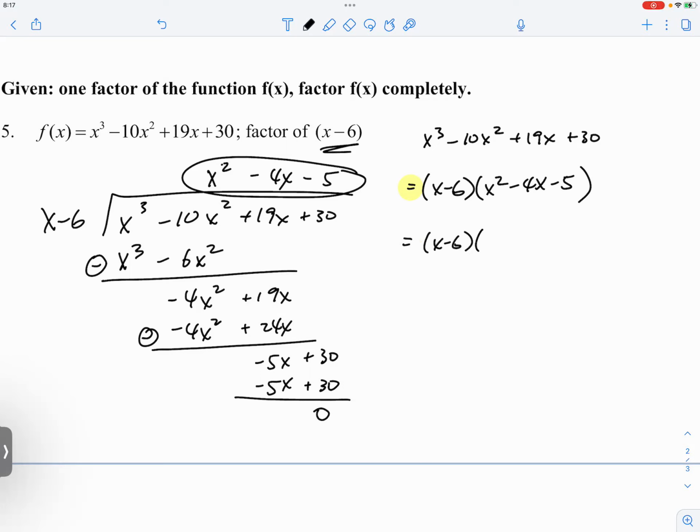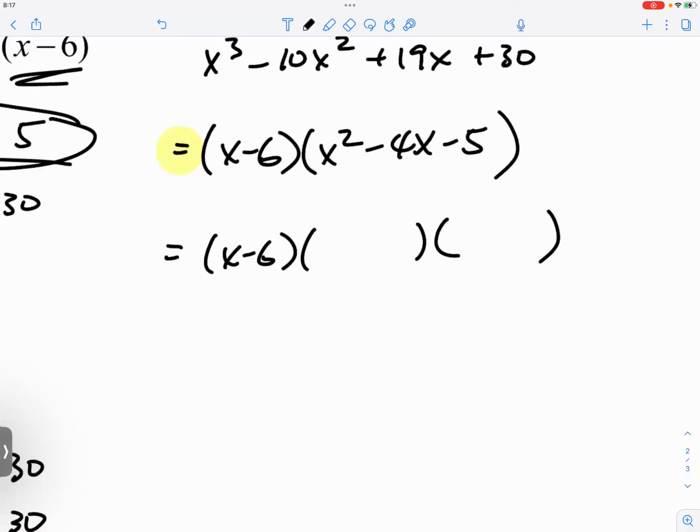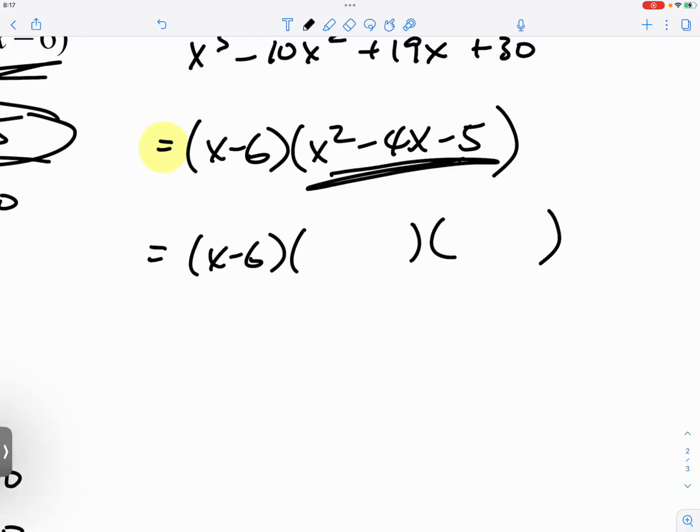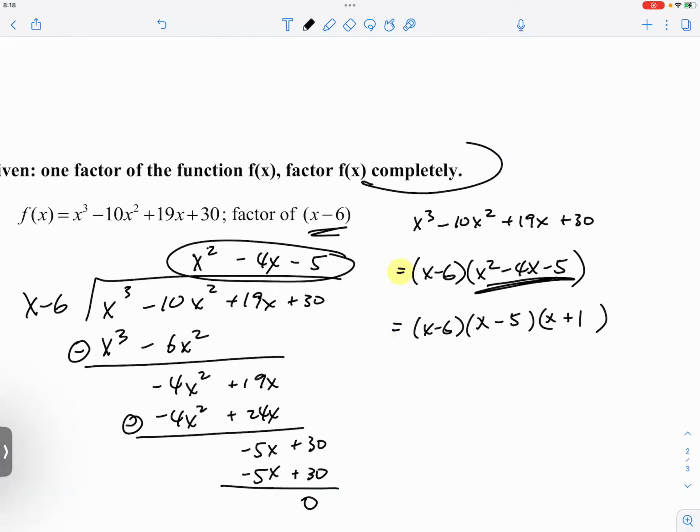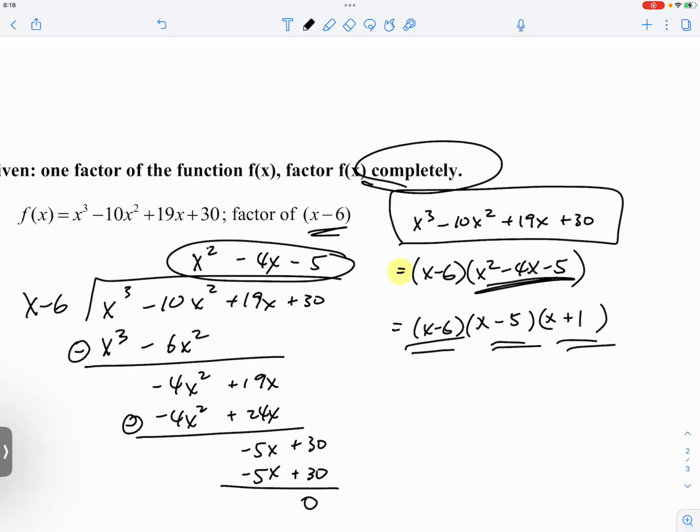And when we say factor completely, can you see how we can factor this one more time? Look at this. Can you see how we can factor this? That becomes x minus 5x plus 1. So this is what we mean by factor completely, okay? You want to break this polynomial down into the individual factors, which they are at the end multiplying.